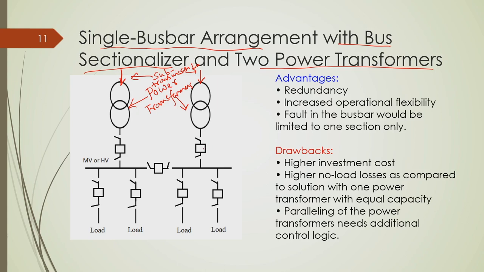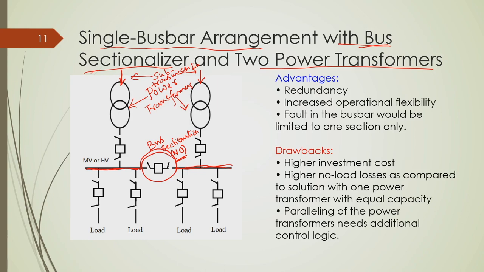Then we have circuit breakers, each to energize these two buses. Here there is basically only one bus, and this bus is sectionalized with another breaker which is called the bus sectionalizer. This breaker is normally open, so that each side acts as an individual bus.